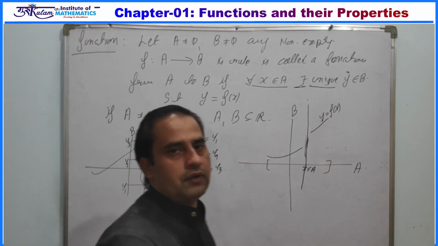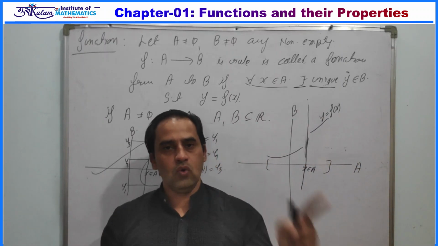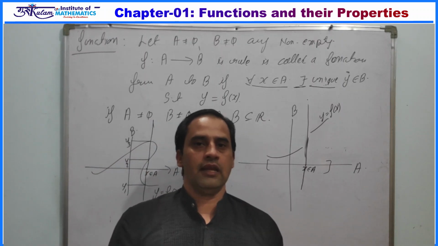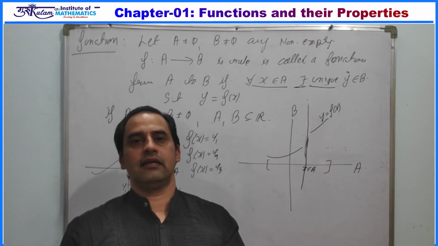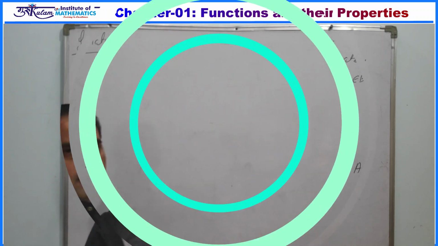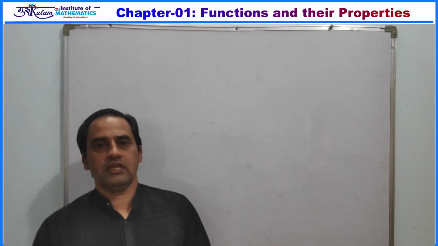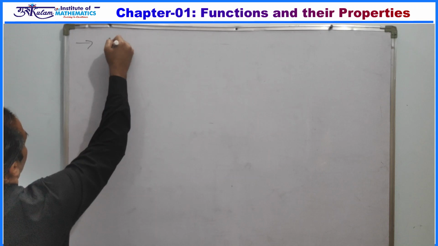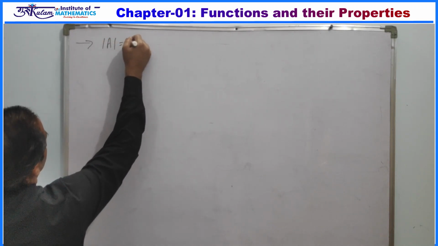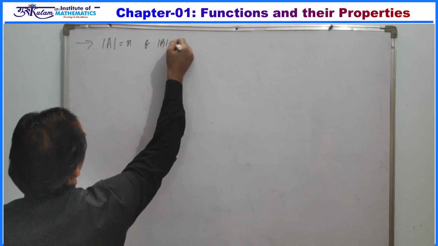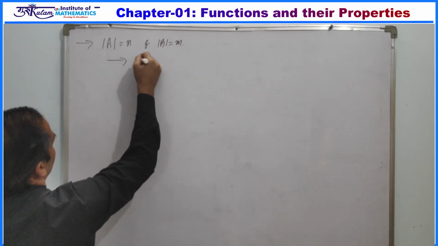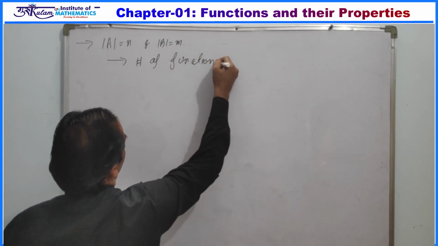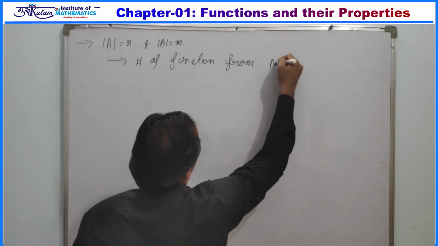So finally, the geometrical definition of a function: a rule from A to B is a function if every line passing through A and parallel to the y-axis intersects the curve y equal to f(x) exactly once. Next is how to count the number of functions from a set A to B. Let A be a set with n elements and B a set with m elements. The task is to find the number of functions from A to B.